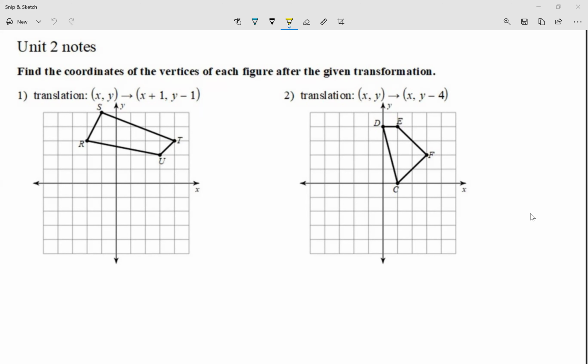Now, there are four transformations we're going to be dealing with: translation, reflection, rotation, and dilation. For today, we're going to start with just translation. Don't be confused if you see one word. The homework assignment is called translation, and then I'm asking for transformation.